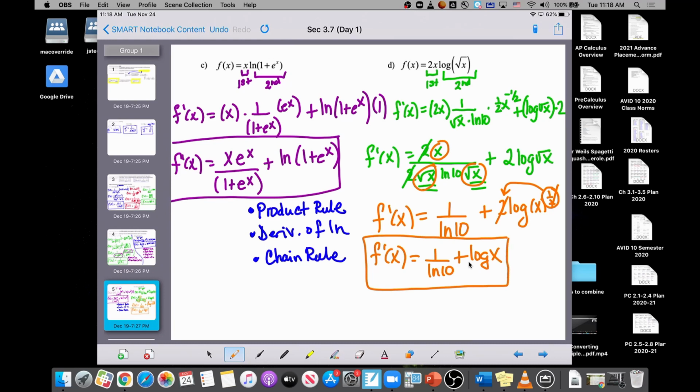And that is as simple as we can get. What did we use here? We used the product rule. We used the derivative of a log. And we used the chain rule. And then after that, we used a lot of algebra.